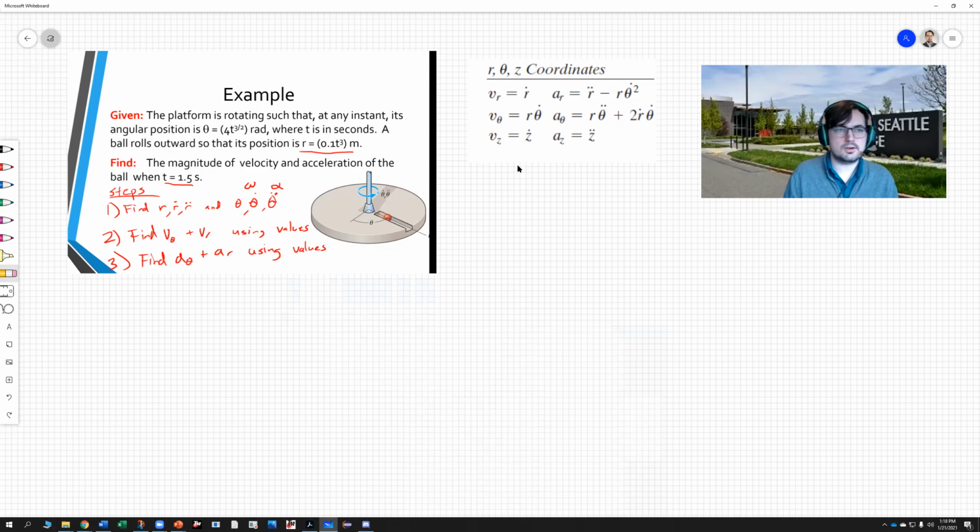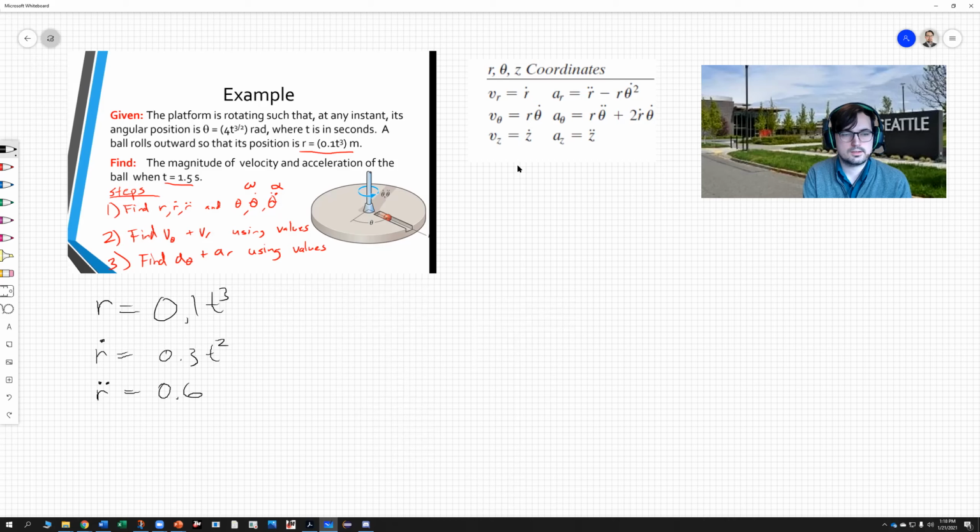But I do want to start here by figuring out our theta dot and our theta double dot. So let's start with that. Let's first start with our r. Now we said r was 0.1 t to the third power. r dot is going to be the derivative of that. Since this is a derivative with respect to time, remember that we're doing this with respect to time, this is just going to be 0.3 times t squared. Taking the second derivative is going to be 0.6 times t. That's our first set of values.